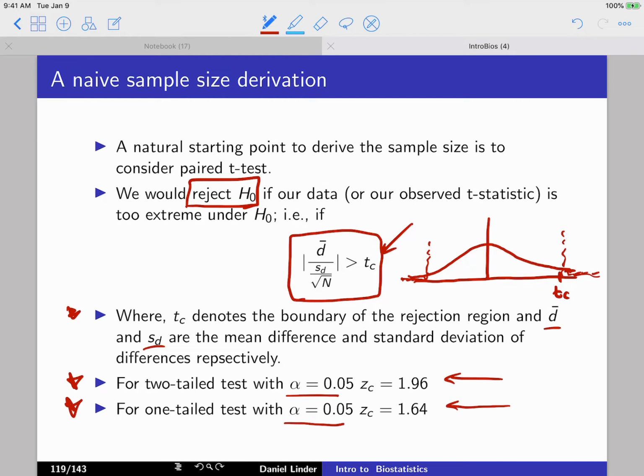Essentially, what we're going to do is eventually replace this t sub c with these z's, and the reason is that at the moment this t sub c also depends on the sample size. It depends on the degrees of freedom, which involves n. So we want to solve this inequality for n, and come up with something that tells us what sample size n we need in order to be in this rejection region, in order for us to reject H naught and conclude that there is some difference between groups, say.